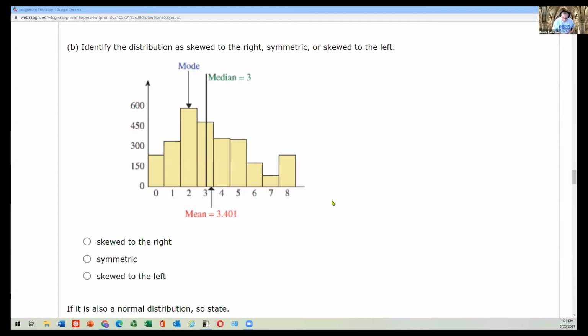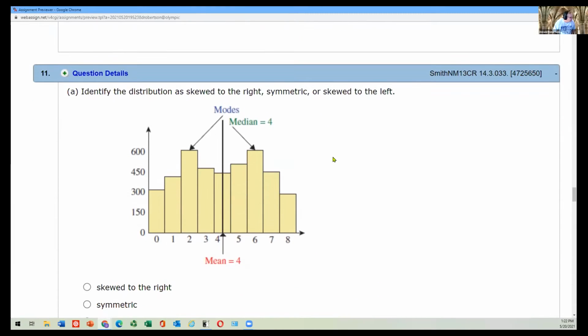You figure out how to process what I've said and make sense of it in your mind. So when you look at this question here, can you see the mean is to the right of the median? Yes. So that's skewed to the right.